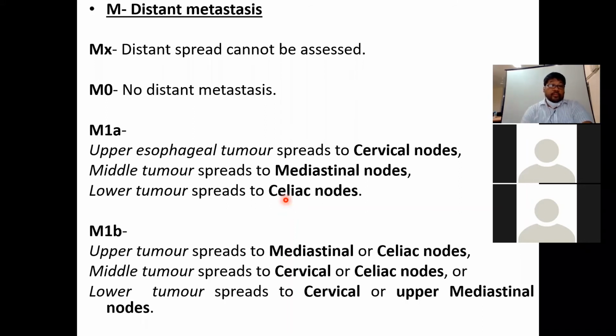But when we say M1B, the upper tumor can spread either to the mediastinal or the celiac node. It will not spread to the cervical node. Similarly, the middle tumor spreads to cervical and celiac, or the lower tumor spreads to cervical and mediastinal node. Then only we can say it is an M1B type of spread. So this is about the TNM.